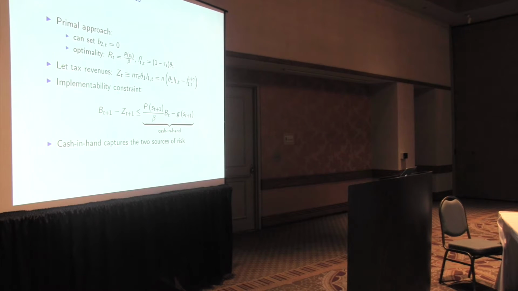The role of this constraint, which was also mentioned yesterday, is that an allocation which maximizes the welfare subject to this constraint can be replicated in a competitive equilibrium. So there will exist taxes and prices such that the same allocation is an equilibrium given those taxes and prices. This implementability constraint can be organized in a very convenient way.